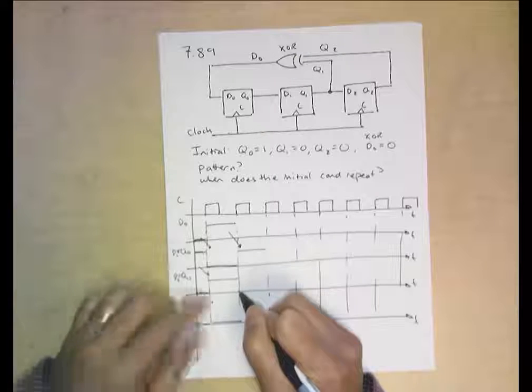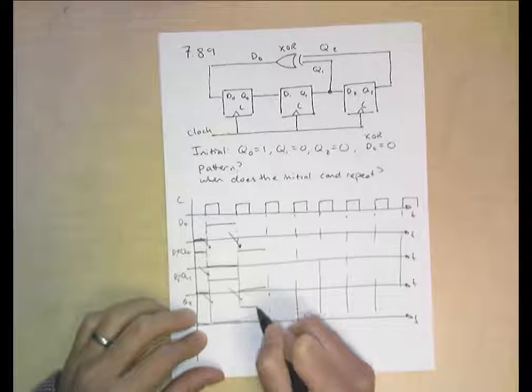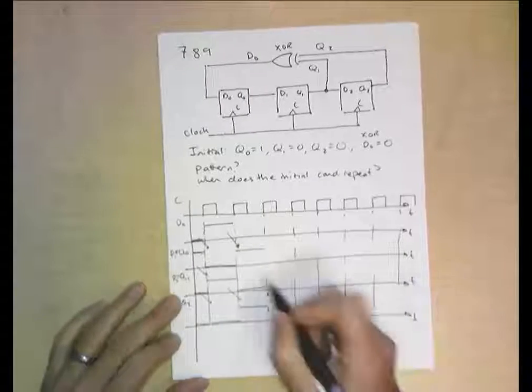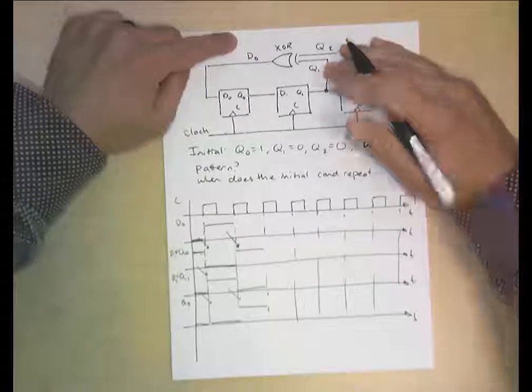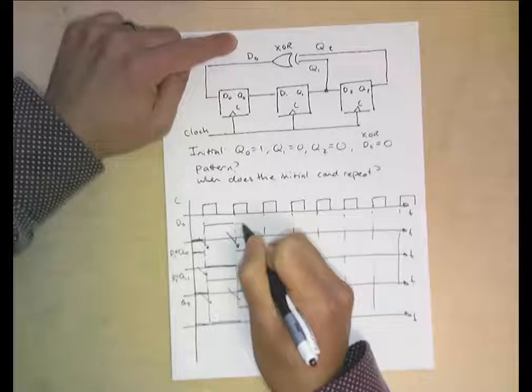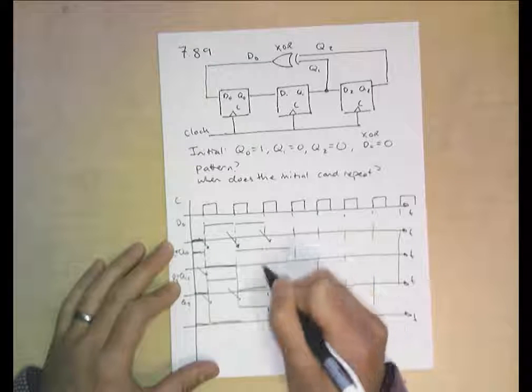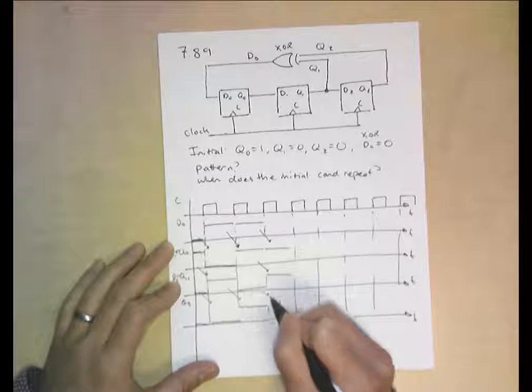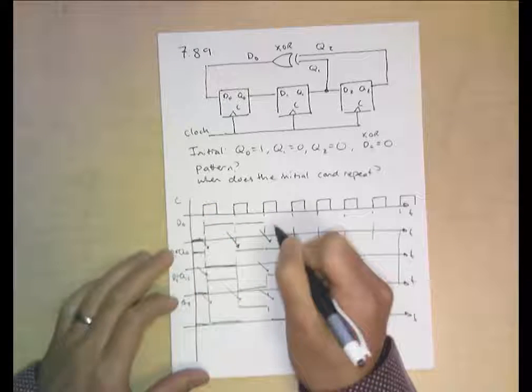0, it cycles down to 0. This cycles down to 1. Alright. And we do an exclusive OR between Q1 and Q2 to get the new D0. 0 and 1, that's still a 1. Okay. We keep going. 1, 1, 0. Again, the exclusive OR, 1, 0, we get a 1.